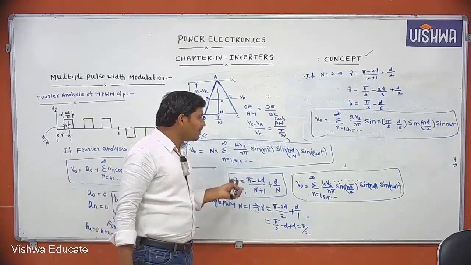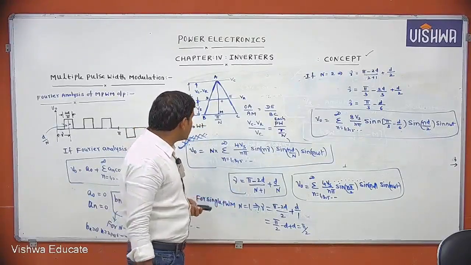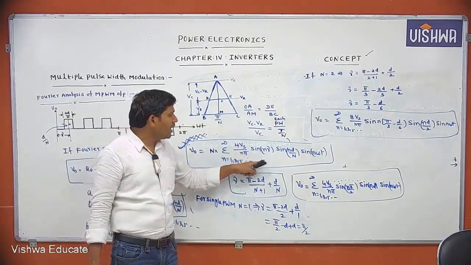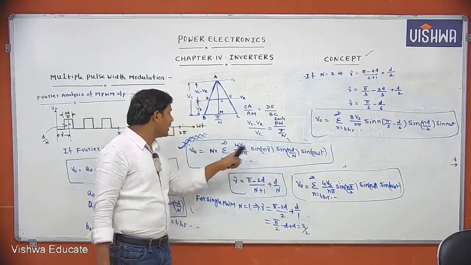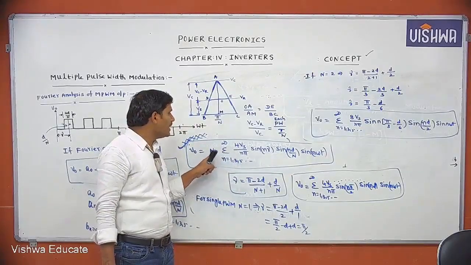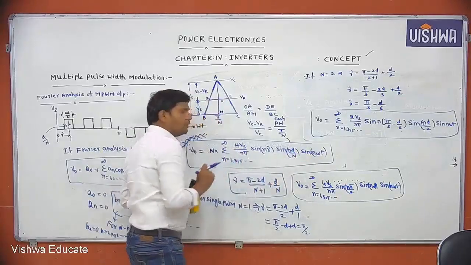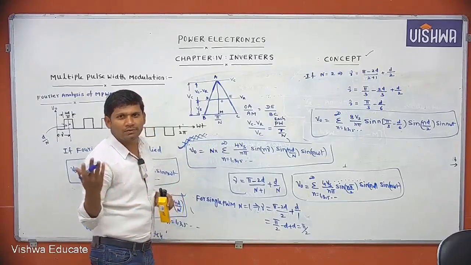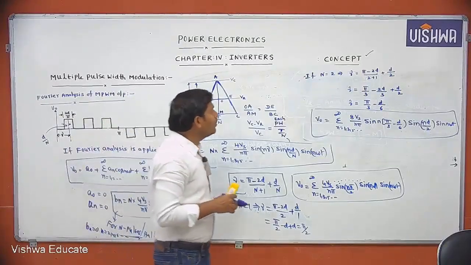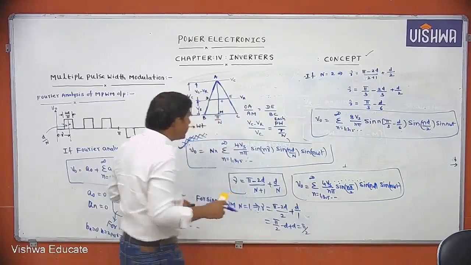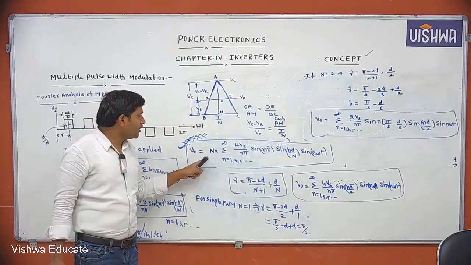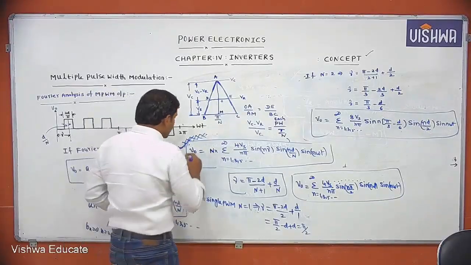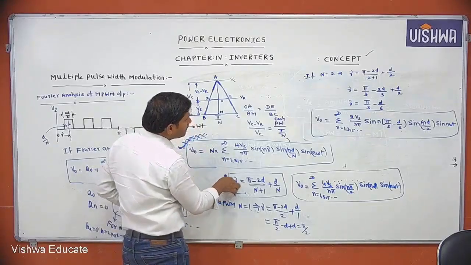Then what is the instantaneous value of output voltage? If you want the maximum value of the nth harmonic output voltage, it is 4 Vs by n pi into sin n gamma into sin nd by 2 into nd by n. This gives the maximum value. If you want the RMS value, divide by root 2. If you want the fundamental, you substitute n equal to 1. You know how to write the formula. For example, in multiple pulse width modulation, if the maximum value of the nth harmonic output voltage is asked, mainly you remember this formula and this gamma, these 2 formulas.